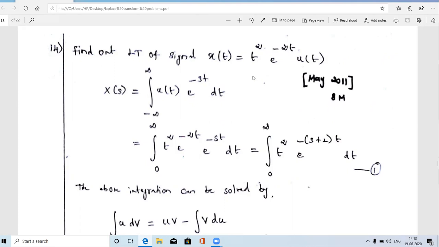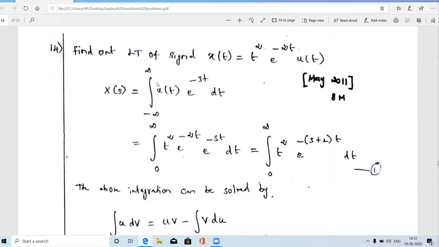So it is a very important question and it's a repeated question. So you see, find out the Laplace transform of the signal x of t equal to t squared e power minus 2t u of t. Sometimes they may ask t power 3 or e power minus 3t instead of t squared. Some questions will come in this pattern.